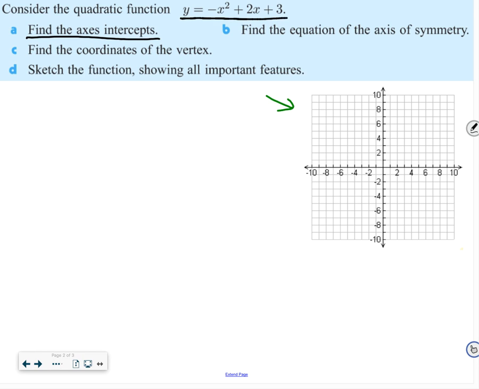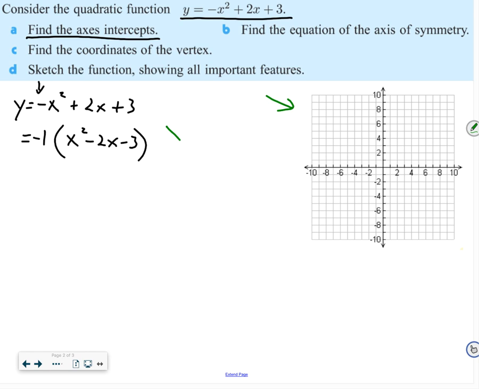I notice this is in standard form, so it's going to be easiest to find my roots by factoring. I have y equals negative x squared plus 2x plus 3. I don't like this negative when I'm factoring, so I'm going to factor it out. I get negative 1, and I'm left with x squared minus 2x minus 3. I'm going to try and factor that.